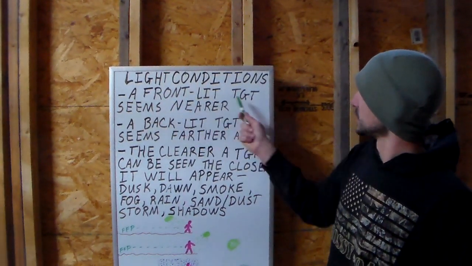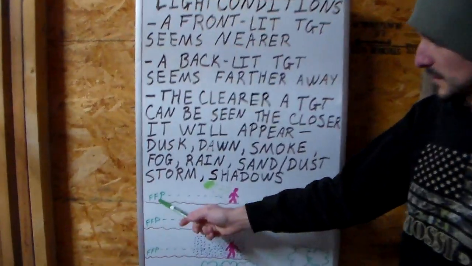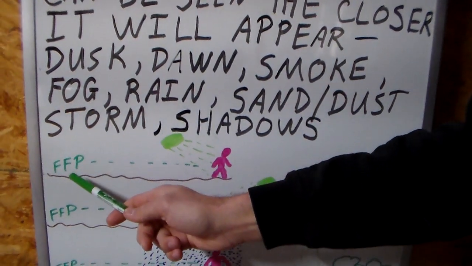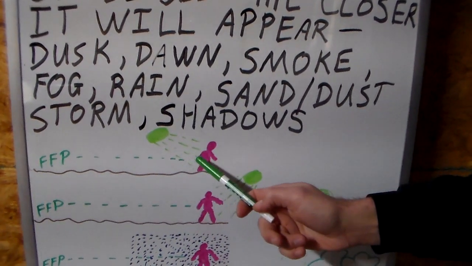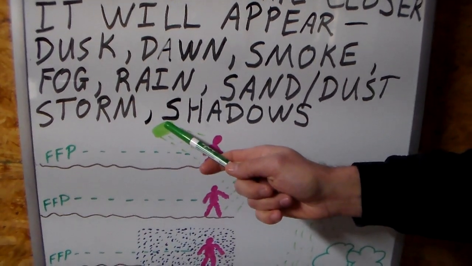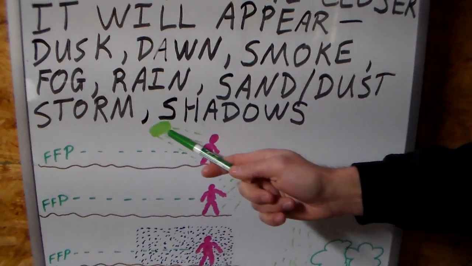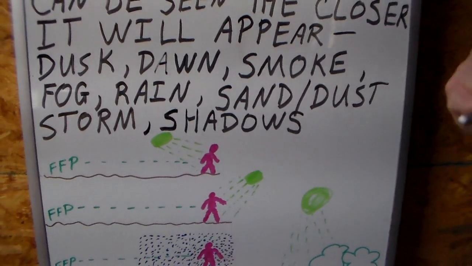So a front lit target seems nearer. Okay, let's look at our little picture. You're in your position or your FFP, your final firing position, wherever you're at, and you're observing this target. Okay, we got a little green line, that's where we're looking. The sun is shining light on the front of the target, which makes the target lit up like you have a spotlight on that target.